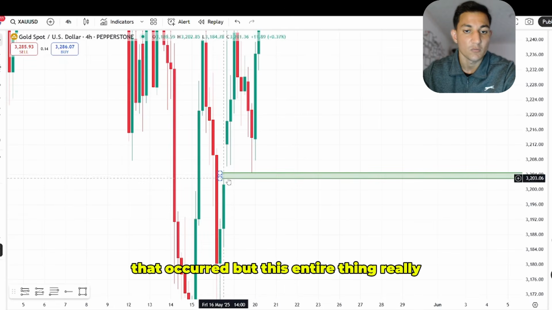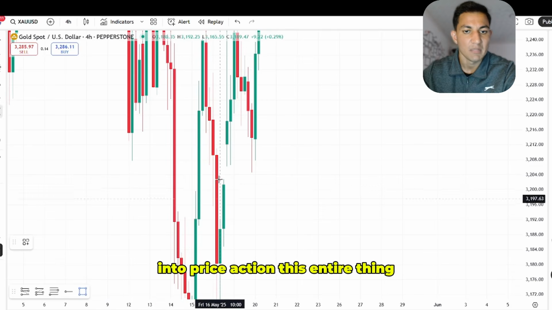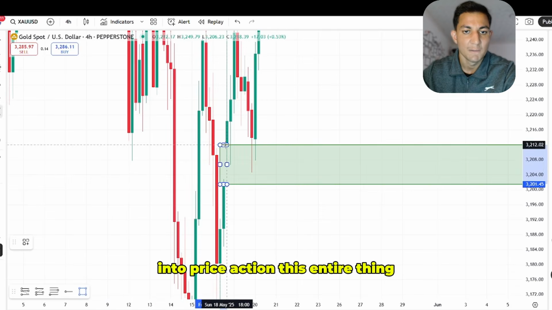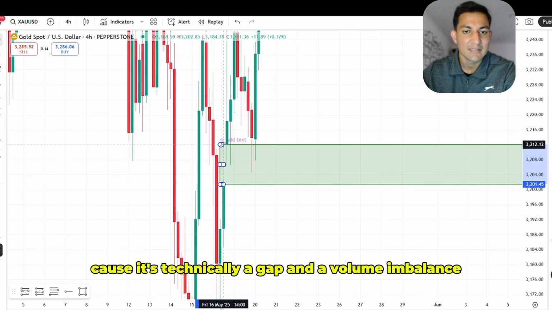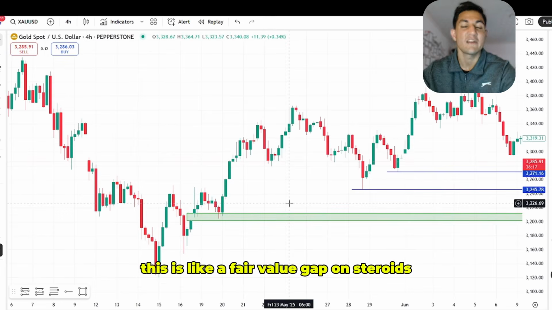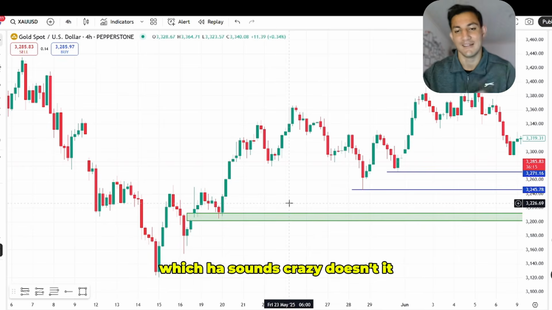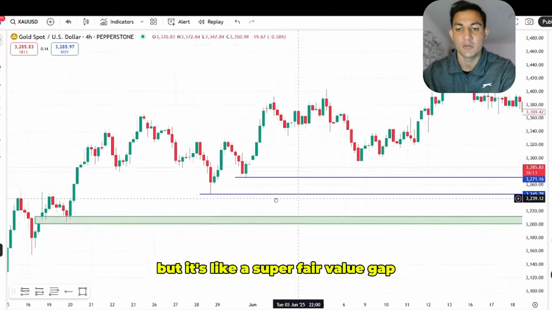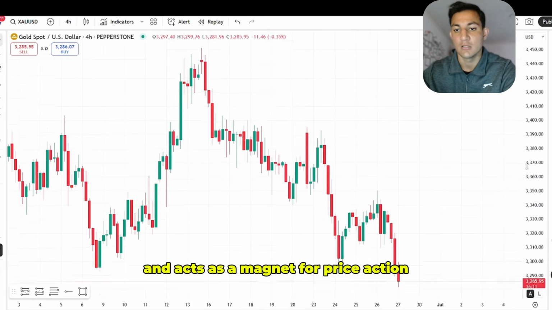But this entire thing, if we want to be really into price action, is a bit of a mess because it's technically a gap and a volume imbalance. All you need to know is this is like a fair value gap on steroids, which sounds crazy, doesn't it? It's like a super fair value gap and acts as a magnet for price action.